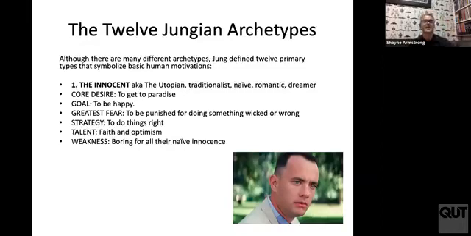Although there are many different types of archetypes, Jung defined 12 primary archetypes that symbolize basic human motivations and needs. The first one is the innocent, the traditionalist, the naive, the romantic, and the dreamer. Their core desire is to get to paradise. Their goal is to be happy. Their strategy is to do things right. But their weakness is that they can be quite boring because they're often very innocent and good. Can you think of any brands you think might fall into that category?